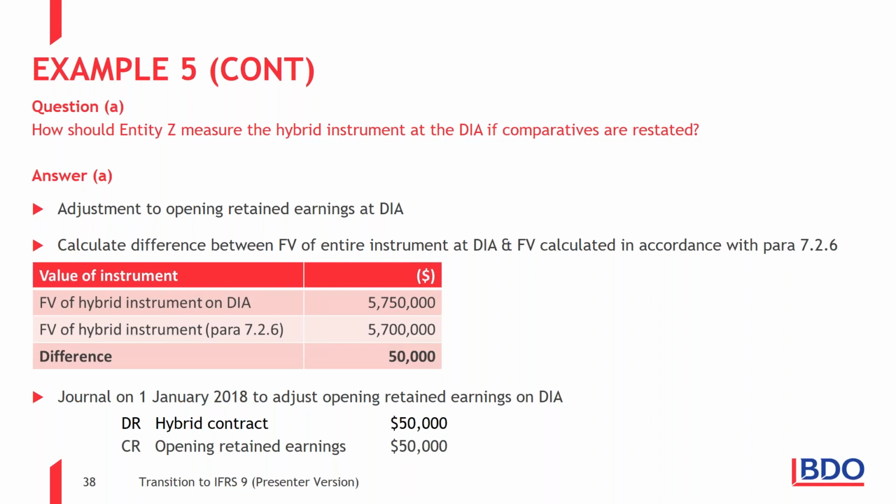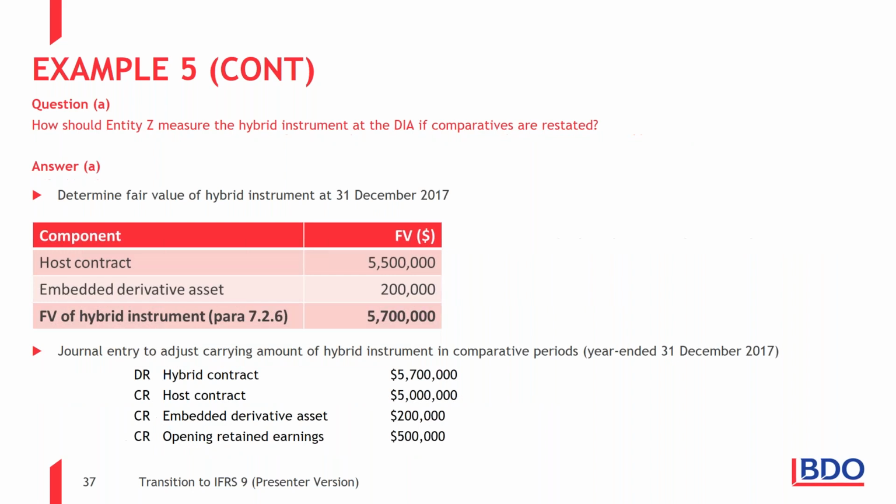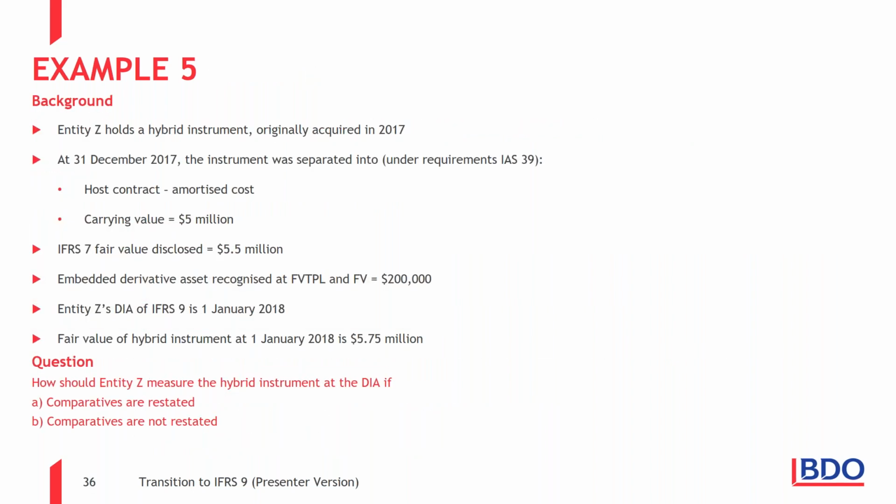So remember, we said on day 1 January 2018, the fair value of the hybrid instrument was 5,750. The fair value at the end of the year, 31 December, is 5.7. And now we're going to say the difference, the 50,000 difference, is we're booking towards opening retained earnings. Sorry, I just want to go back and show you the facts again.